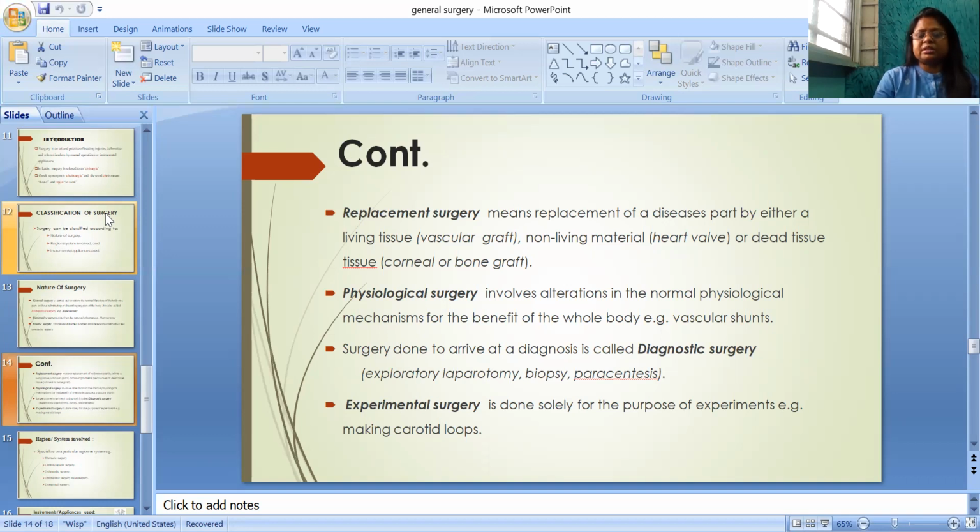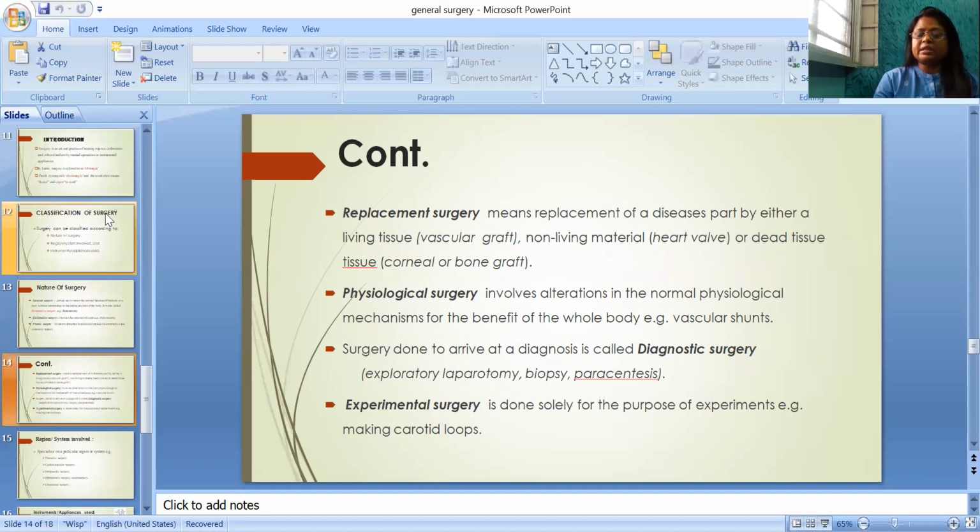Another is physiological surgery. It involves alteration in the normal physiological mechanism for the benefit of the whole body. For example, a vascular shunt is physiological surgery. Another is surgery done to arrive at a diagnosis, called diagnostic surgery, like exploratory laparotomy, biopsy, and paracentesis. All come under diagnostic surgery.